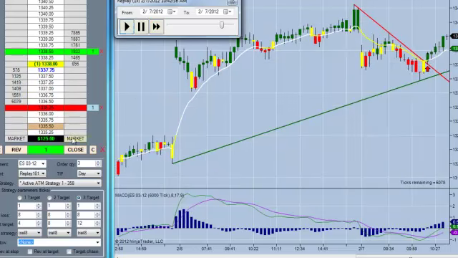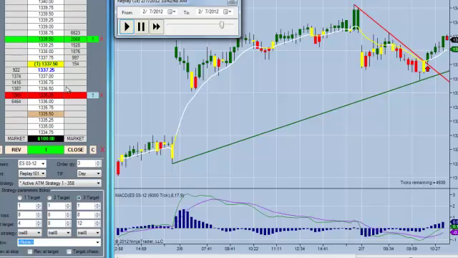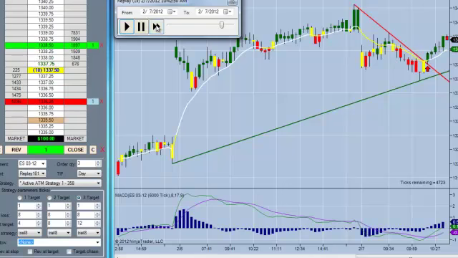Let's slow this down a bit so I can explain this. So we hit our second target. Our stop has moved. We have an 8-tick trailing stop. So no matter what happens now on our third contract, we are going to lock in at least 3 ticks on this trade.